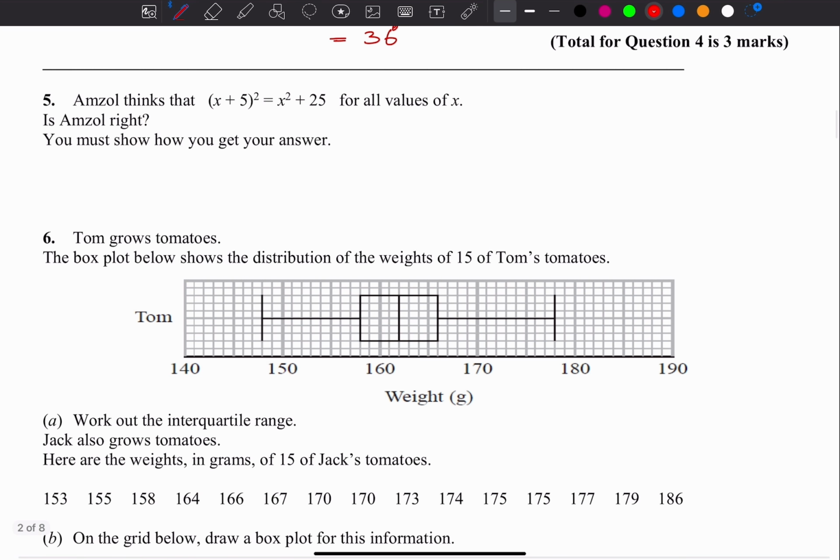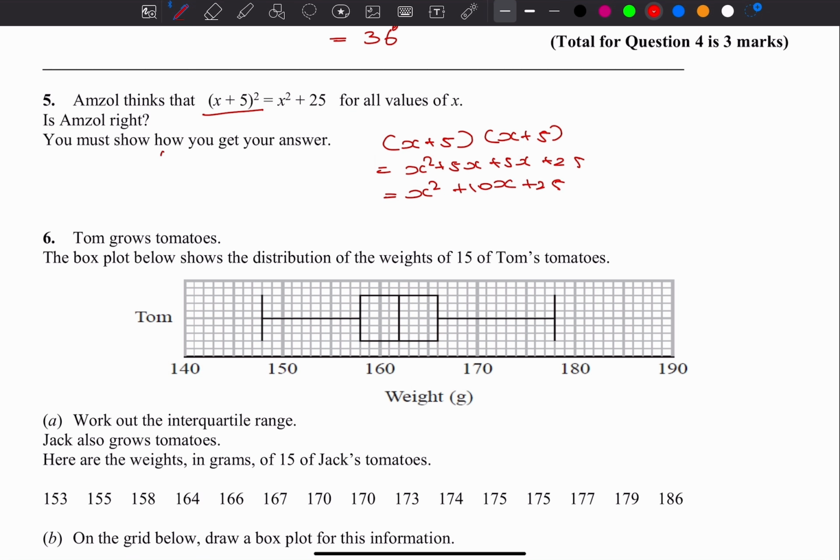Next one. Is it correct? No, he's not. Because think about it. x plus 5 squared is x plus 5 times x plus 5, double bracket like this, which will give you x squared plus 5x plus 5x plus 25, which will give you x squared plus 10x plus 25. Are they correct? Of course not. No.